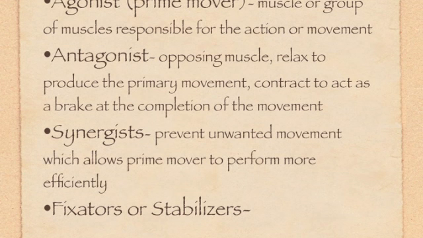And then I mentioned already synergists. They assist the prime mover. And then the fixators or stabilizers are muscles that are usually at the origin joint where the muscle originates, and they stabilize the joint to allow efficient movement. So when we do contraction of the biceps for flexion of the forearm, the muscles that hold the humerus, or the rotator cuff muscles, hold the humerus in good contact with the scapula to allow stable movement. So fixators or stabilizers more so stabilize a joint.